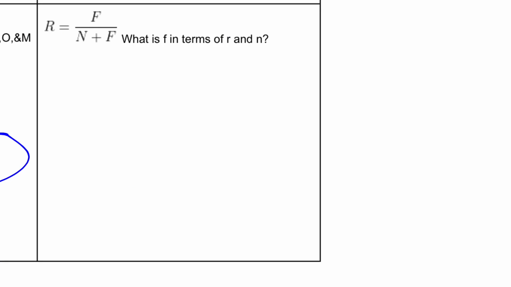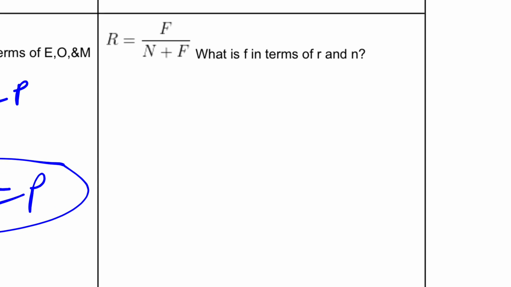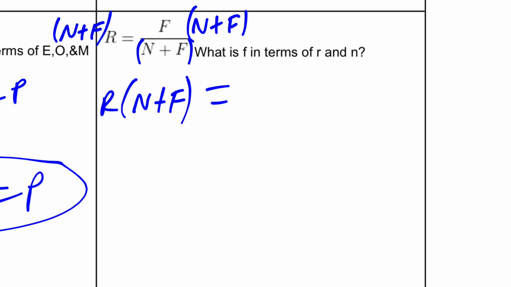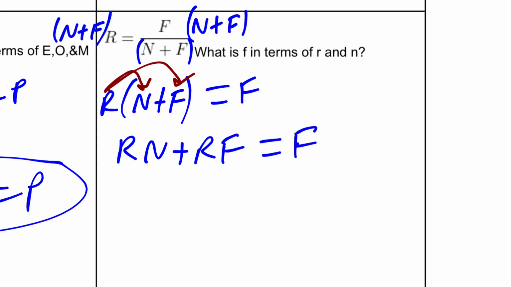This is a challenging problem here. There will be an easier one on the actual quiz, but let's take a look. It's like there's parentheses down here at the bottom, so we can multiply by n plus f on both sides. What that gives us is this. Then we can distribute the r. That gives us Rn plus Rf is equal to f.